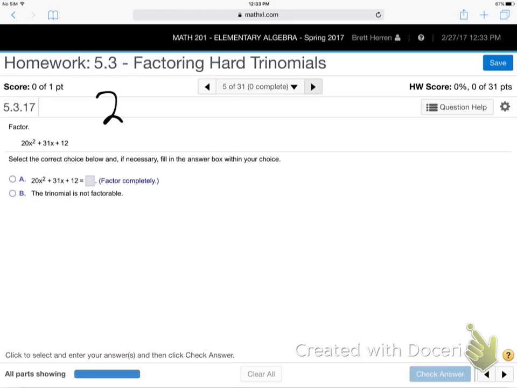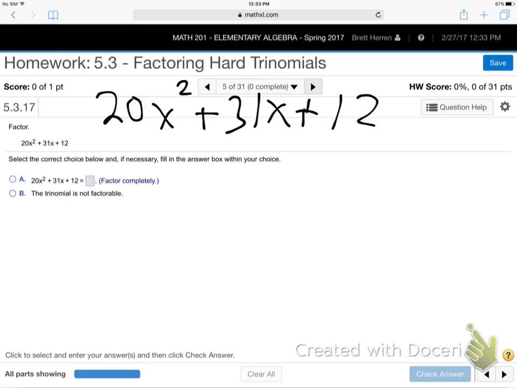All right, let's try this one. 20x squared plus 31x plus 12. All right. So write the word FOIL.